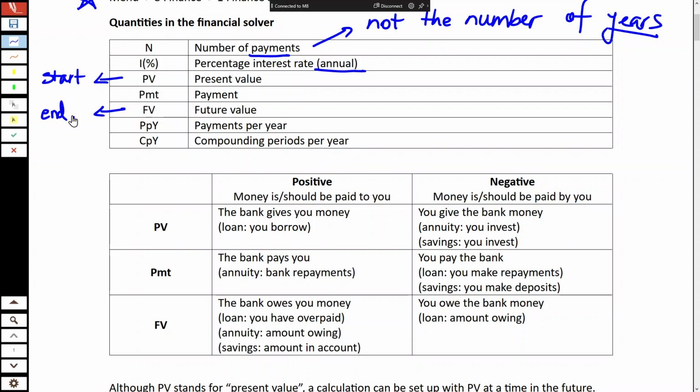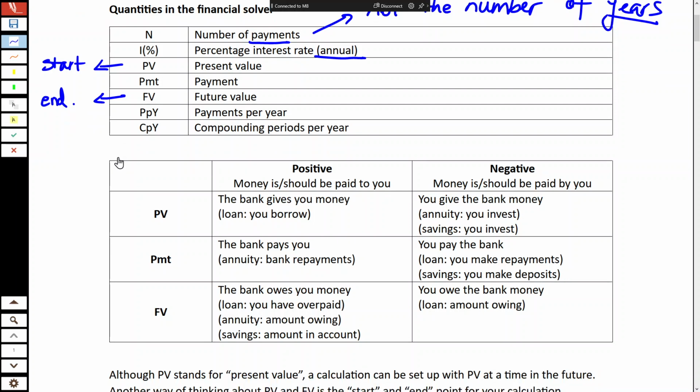But we've basically only got three things that we've looked at so far. We've got reducing balance loans, so paying off a mortgage, annuities, where we invest money in the bank and the bank pays us back, and savings accounts, which is where we invest money in the bank, but the bank doesn't pay us back. We can just take out the money whenever we wish. Okay, what else do I want to say?